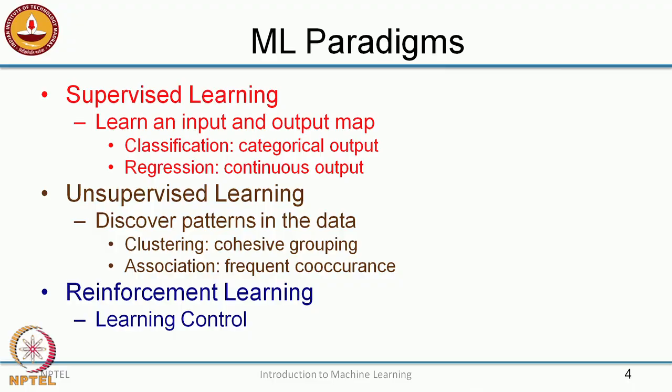So, the second class of problems are known as unsupervised learning problems, where the goal is not really to produce an output in response to an input, but given a set of data, we have to discover patterns in the data. That's called unsupervised learning. There is no real desired output that we are looking for. We are more interested in finding patterns in the data.